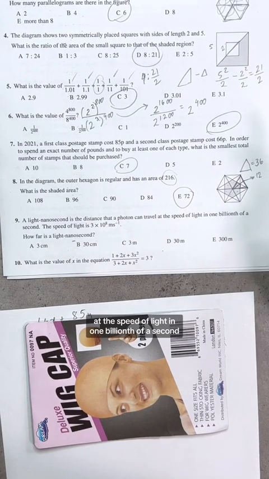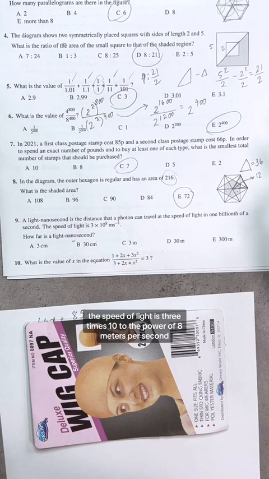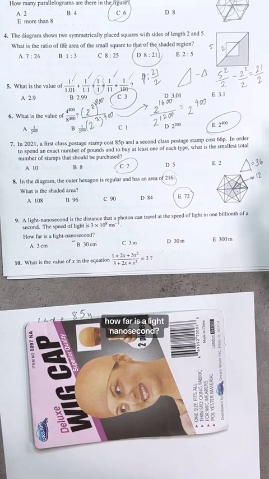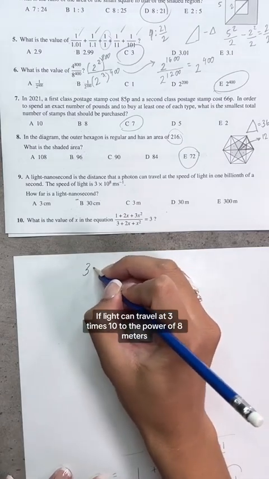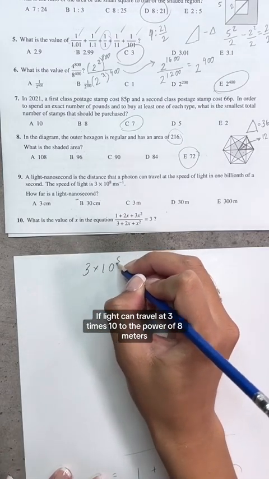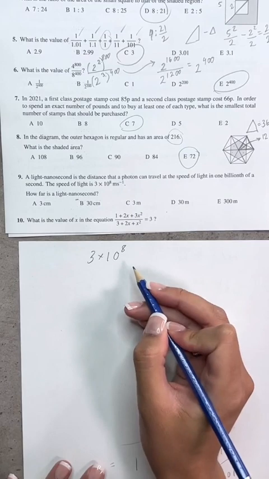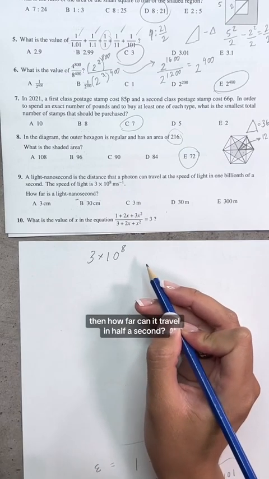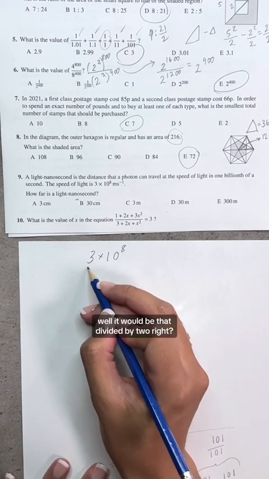Question 9. A light nanosecond is the distance that a photon can travel at the speed of light in 1/1000th of a second. The speed of light is 3 times 10 to the power of 8 meters per second. How far is a light nanosecond? If light can travel at 3 times 10 to the power of 8 meters in 1 second, then how far can it travel in half a second? Well, it would be that divided by 2, right?